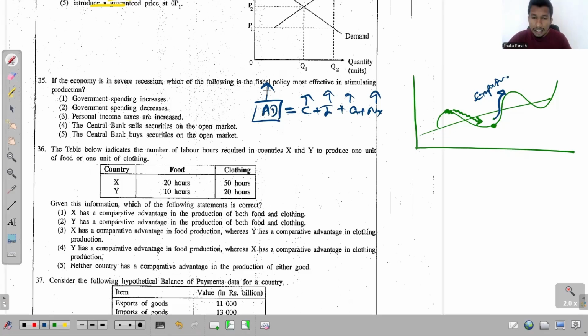And on the other side, it has to be a policy related to government expenditure, government income, or maybe public debts.